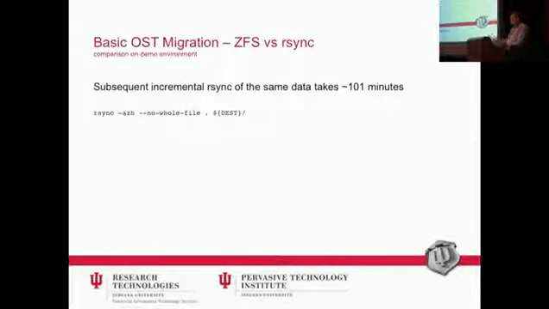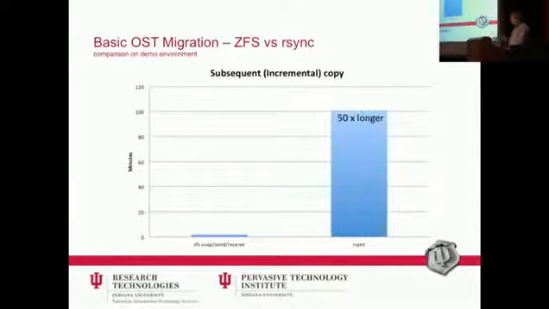Rerunning the same rsync command, again single client, single process, it was roughly 101 minutes for that same operation. There is a lot of overhead in comparing long lists, and there are also the underlying metadata calls to say, how big are you, what's your timestamp, for both the source and destination. There are no metadata calls in the ZFS snap send receive method. So just for graphing purposes, it's 50 times longer in that example.